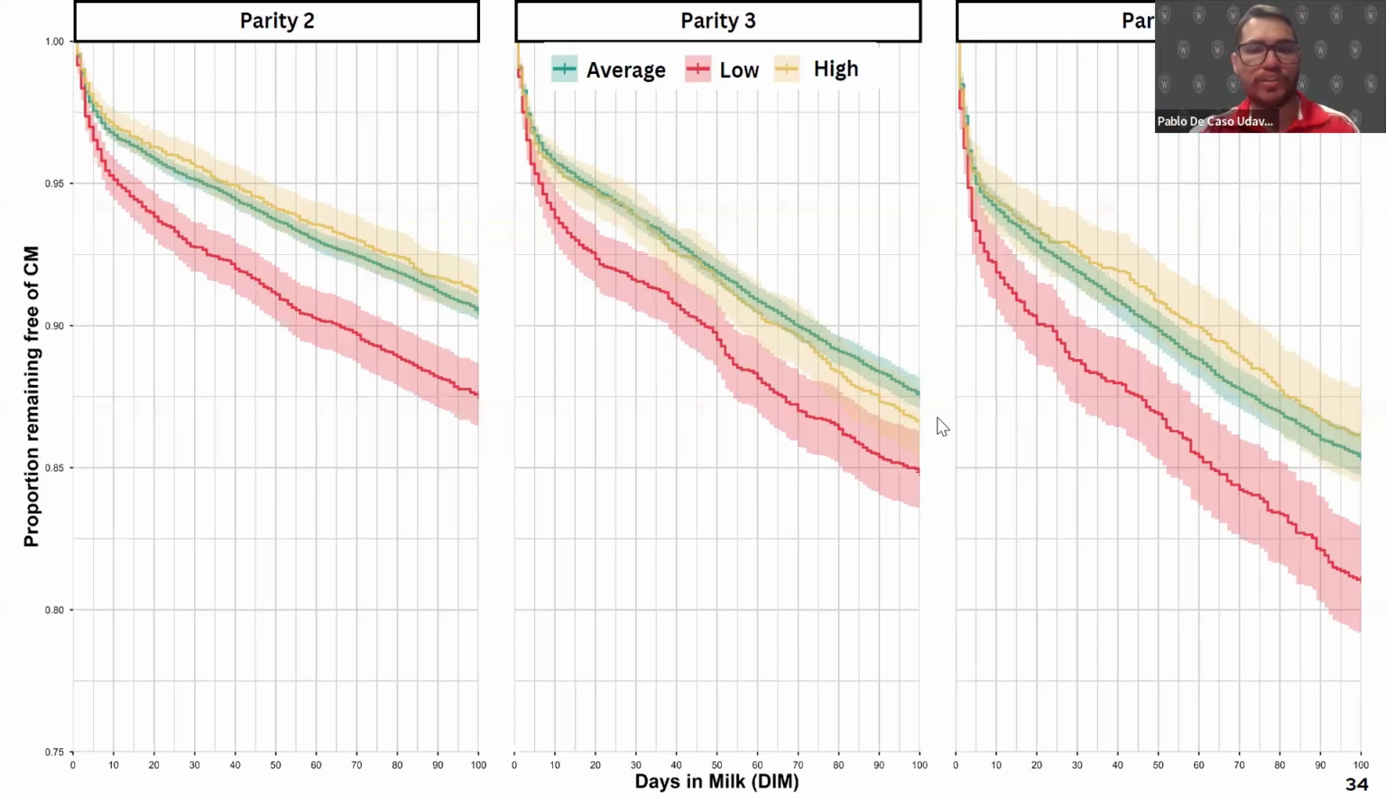As we can see, for example, here, for the average producer in the third parity, around 87% remain free of clinical mastitis by 100 days in milk. And then for low producers, it's around 85%. And then, of course, the probability decreases with age, which is the susceptibility that is going to be accumulated with time. And we can see that the behavior from the second parity is translated to the fourth parity as well.